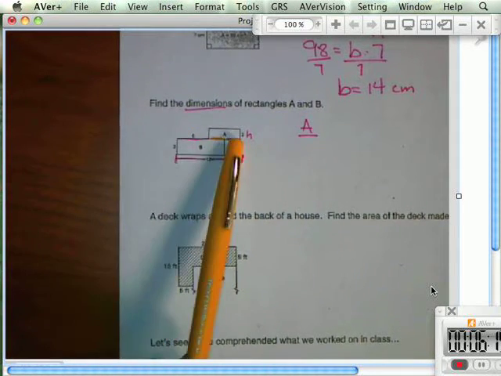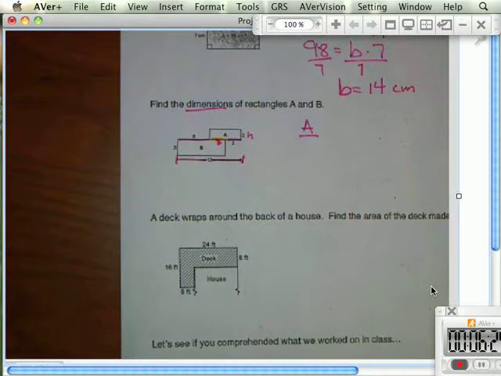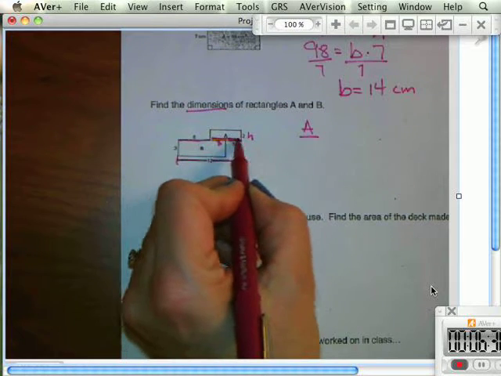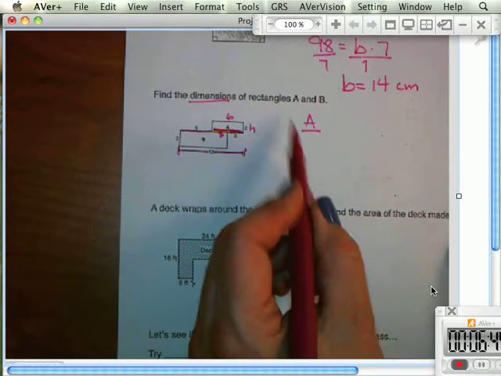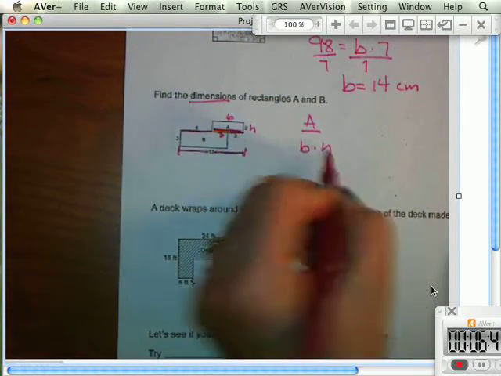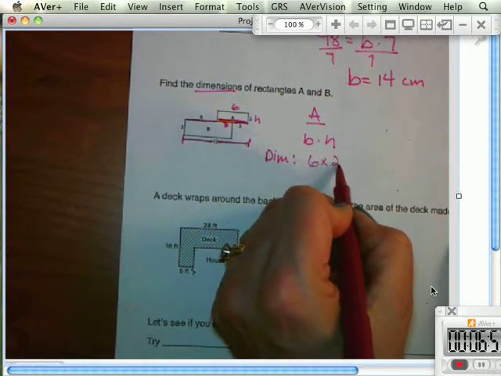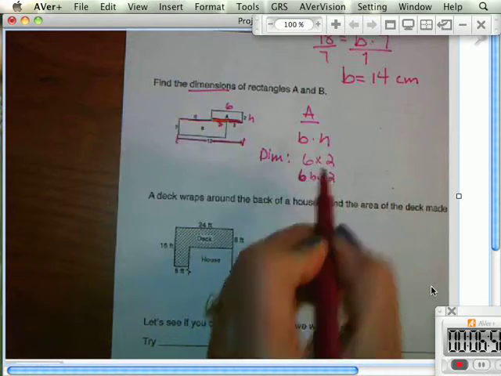12 take away 9. This is 3 left over right here, isn't it? That little yellow piece is 3. Can you see it? Sometimes you just got to step back and say, that's 12 minus 3 minus 6. That leaves me with 3. So now that means that this whole piece right here is how long? 6, right? So the dimensions of rectangle A, base times height, the dimensions are 6 by 2. You can use this little symbol, or you could write 6 by 2. I don't care.